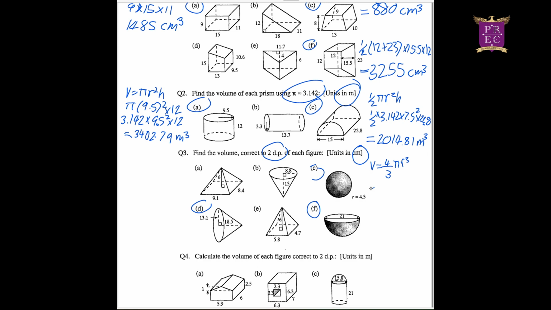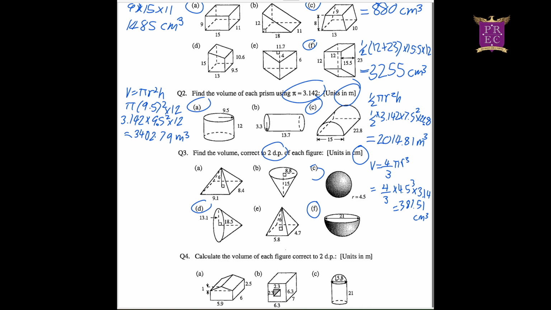We know that the radius is 4.5, so we can do 4/3 times 4.5 to the power of 3 times pi. They haven't given us what pi is, so we're going to use 3.14. Put this in the calculator, see what you get. I got 381.51 cubic centimeters. Always remember the units. Done. Let's have a look at the cone.